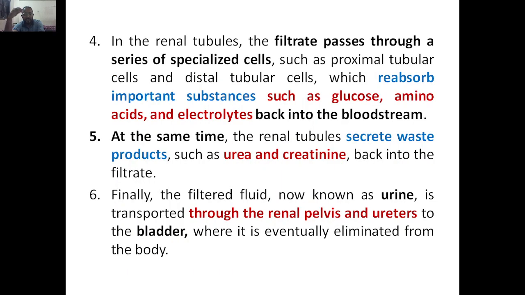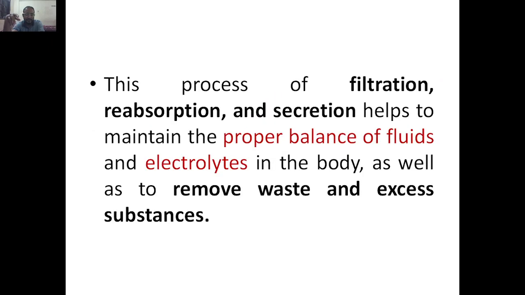The proximal tubule will reabsorb, and then the distal tubule will give back the reabsorbed molecules to the bloodstream, which can be glucose, amino acids, electrolytes and all. At the same time, the urea and creatinine will be given back from the bloodstream to the renal tubule where the waste is. So finally, urine will be formed from the urea and the waste fluid. That will be given to the bladder.